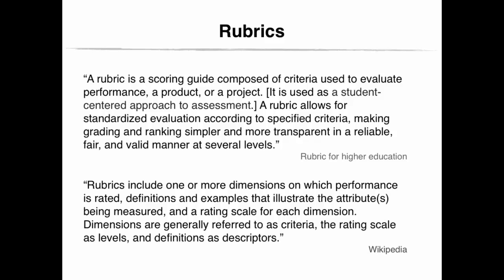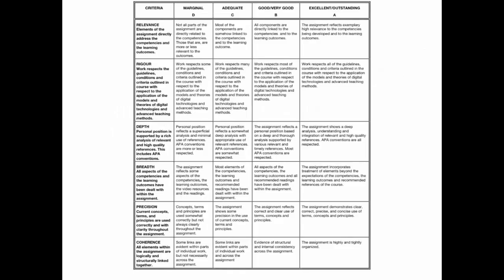As per Wikipedia, rubrics include 1 or more dimensions on which performance is rated, definitions and examples that illustrate the attributes being measured, and a rating scale for each dimension. Dimensions are generally referred to as criteria, the rating scale as levels, and definitions as descriptors. In our course, your work will be assessed and evaluated based on 6 criteria.